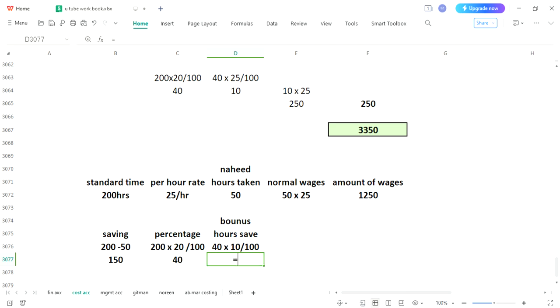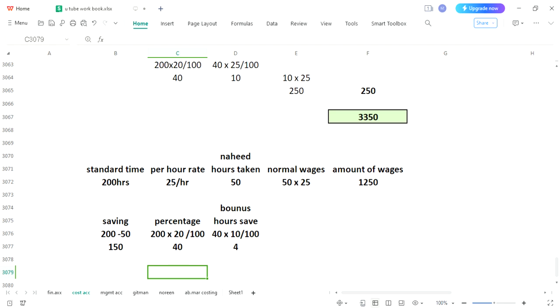Now put it on your calculator: 40 multiplied by 10 divided by 100. Should we take the next step? Total saving is 150 and we have chosen to give the bonus for only 40 hours. So yes, we will take the next step.